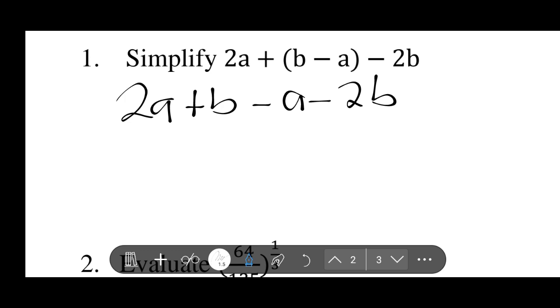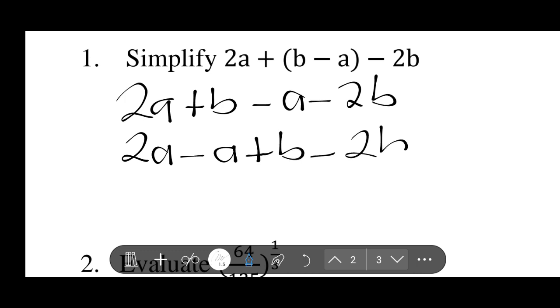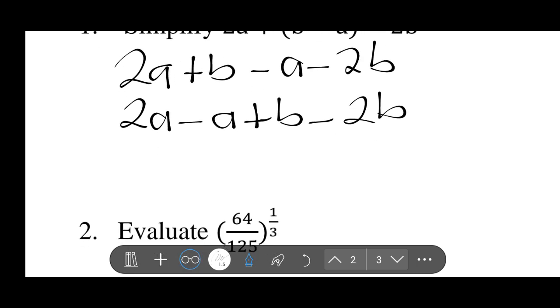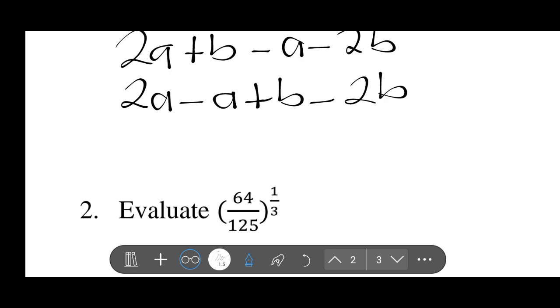So what we are going to do here is collect the like terms. The terms we have are 2a minus a plus b minus 2b. These are like terms. So now we have 2a minus a.